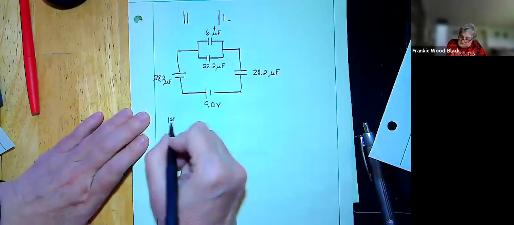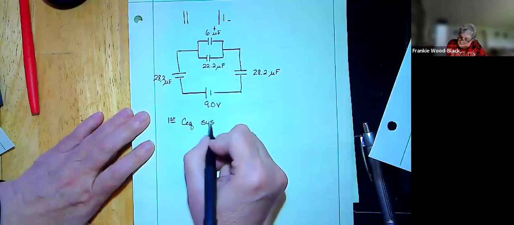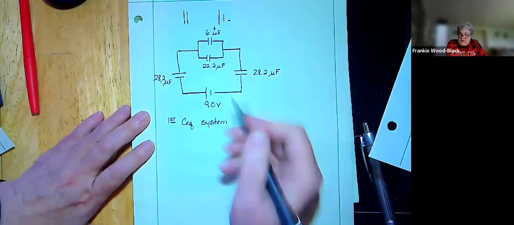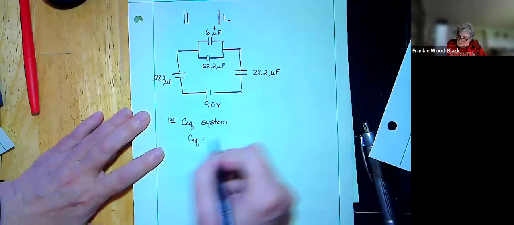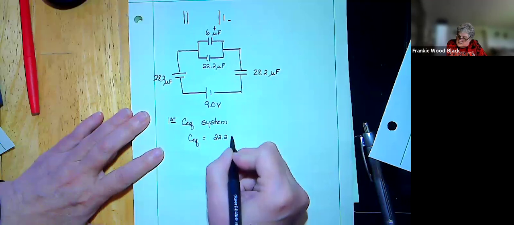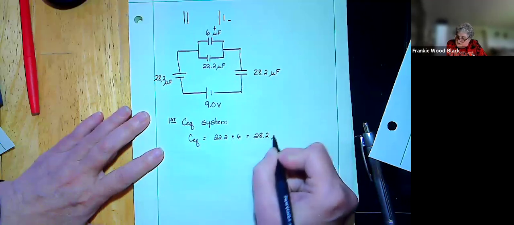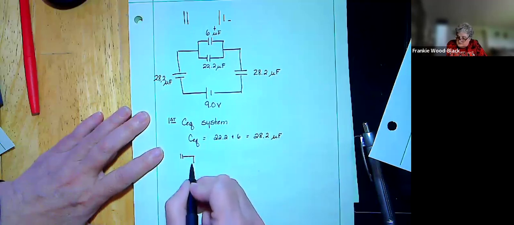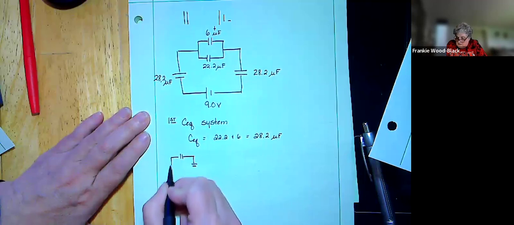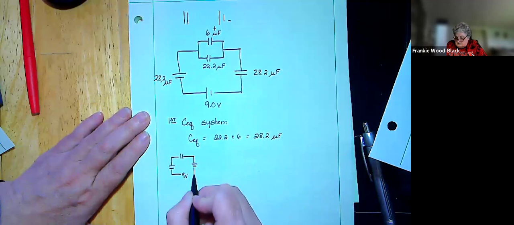First step is we want to get the equivalent capacitance of the system. So we're going to do our parallel first. That's going to be our 22.2 plus 6, and that's going to give me 28.2 microfarads. And so now my system looks like this. I got my 9 volts here.